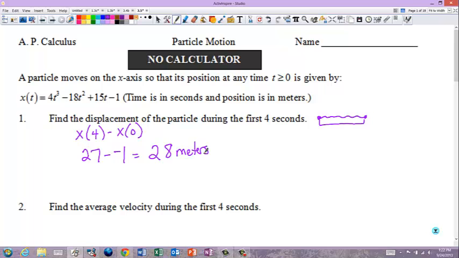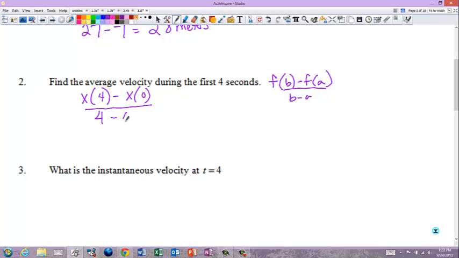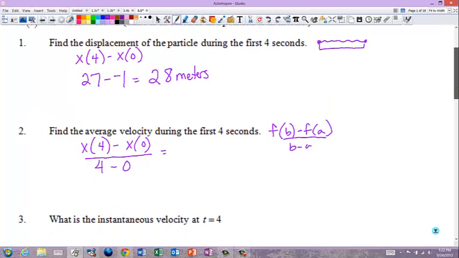Find the average velocity during the first 4 seconds. Remember that average velocity is f of b minus f of a over b minus a, or in this case, x of 4 minus x of 0 over 4 minus 0. When you see the word average, you think slope. So x of 4 minus x of 0 on the top is 27 minus negative 1, over 4 minus 0. So that's 28 over 4, and that's meters per second, which ends up being 7. So he's going an average of 7 meters per second.